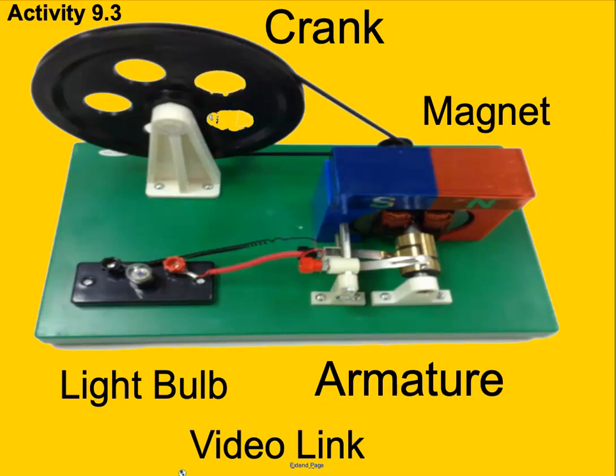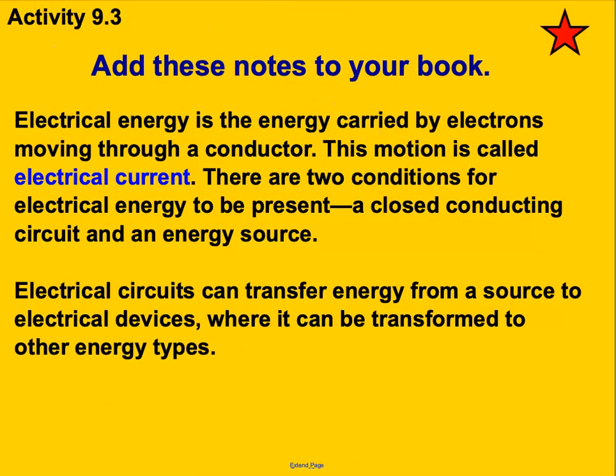So to wind things down, what I want you to do is go back to your lab sheet. As I go through these, you're going to have to fill in some of the blanks. I left some of the words out on your sheet. You just have to find them on this, and fill them in. So, electrical energy is the energy carried by electrons moving through a conductor. This motion is called an electrical current.